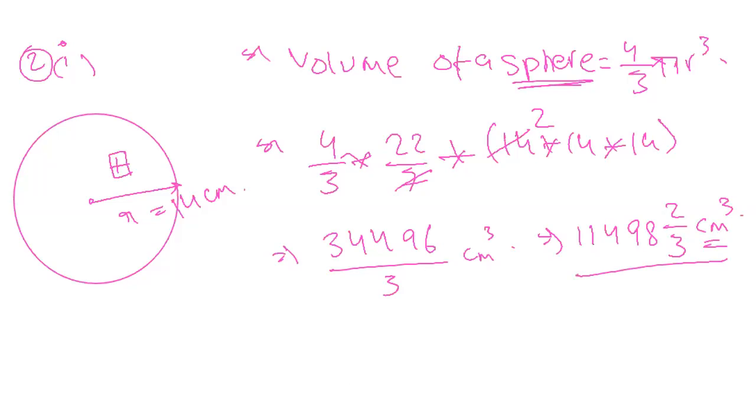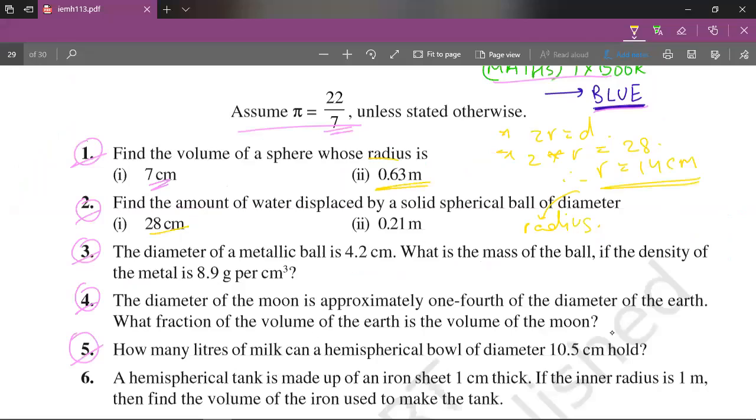We'll move on to our next part of the second question, which is 0.21 meters. Now forget that this is the radius. Why do you have to forget this is a radius? Because it says that it is a diameter. So if this is the diameter, we have to convert this into radius. So I'll make some space, and we will solve our radius.